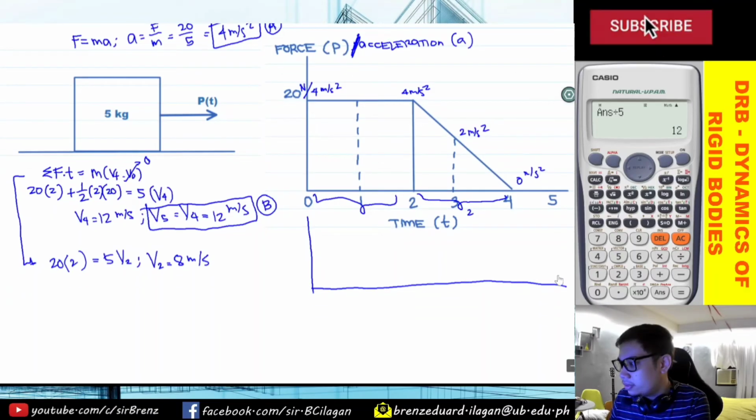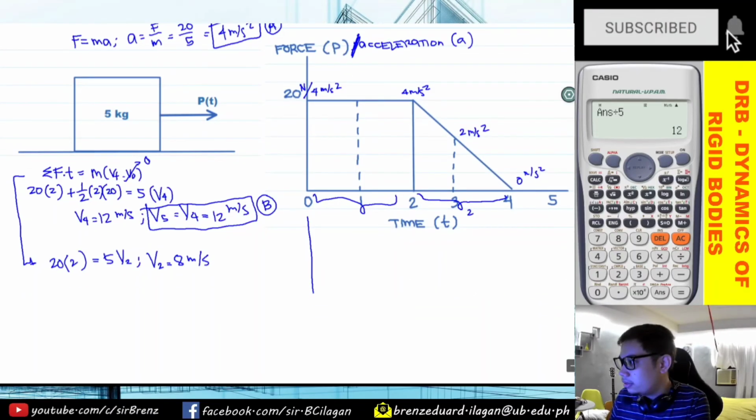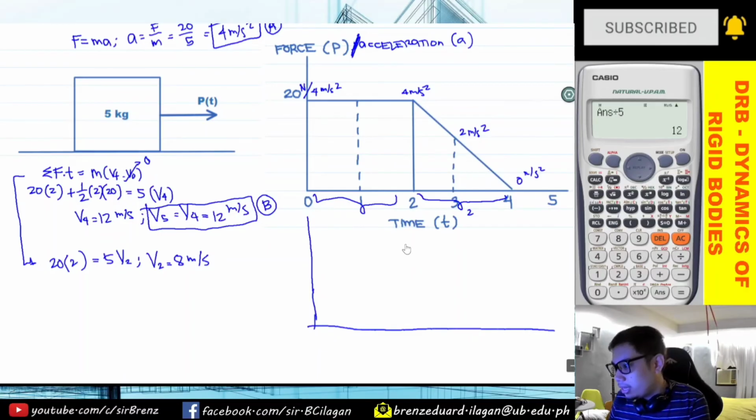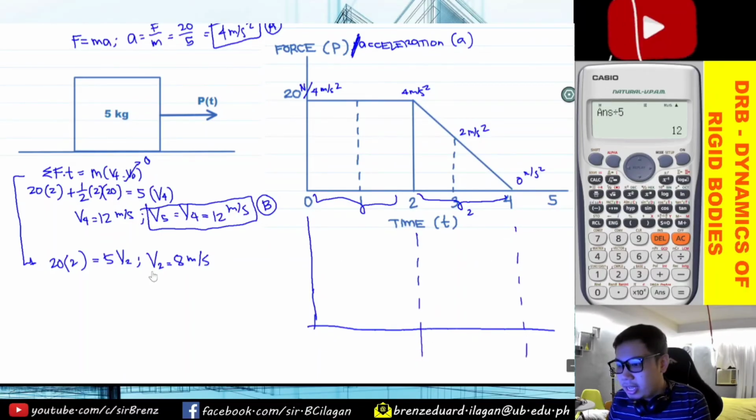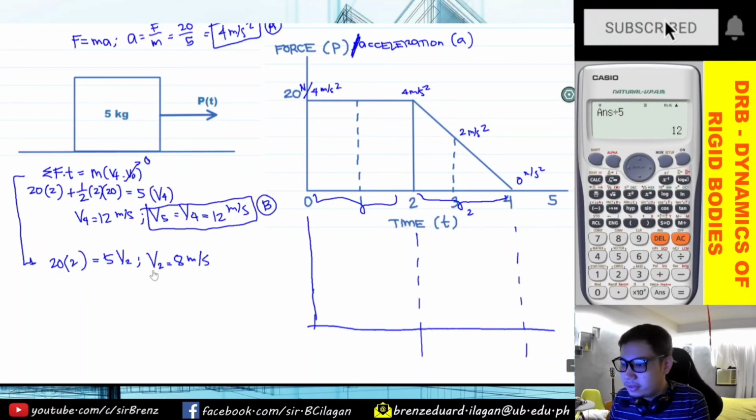Ayan. So, i-offset ko na lang to ng konti para at least mas kita. Ayan. So, i-plot lang natin. So again, itong velocity dito is just the same as the velocity for the 0 and 1st second. So ito siya. The diagram will start here.